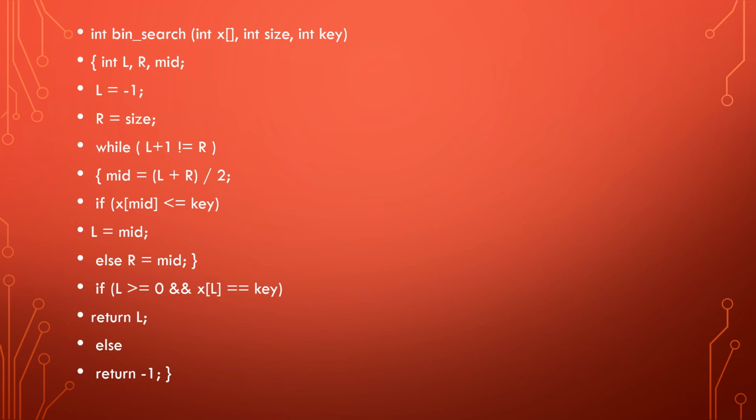Int X, it accepts the size and key, and it declares three variables, and L will be declared as 0 and R will be declared as size -1. If L plus 1 is not equal to R, mid is equal to (L plus R) divided by 2. If X of mid is less than or equal to key, we will set L equal to mid, else R equal to mid, and we will return L if it is found, otherwise we will return -1, which indicates it is not found.